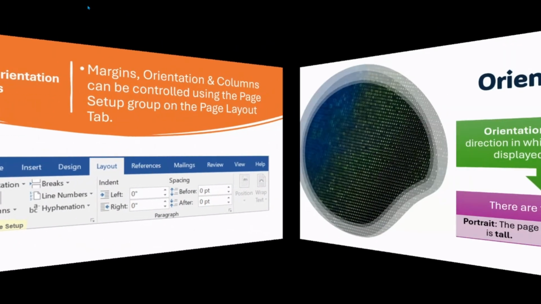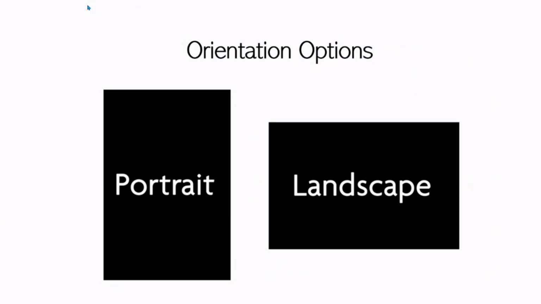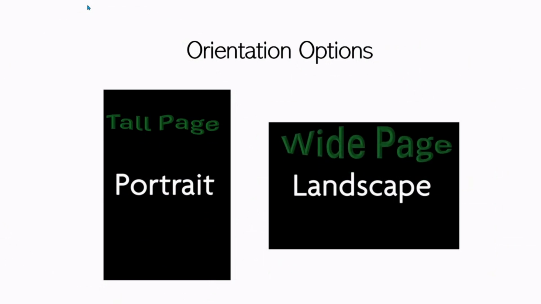So what is orientation? Orientation refers to the direction in which a document is displayed or printed. And we have two options. The document can either be displayed or printed in portrait, meaning the page is tall, or landscape, meaning the page is wide. And here we have two depictions. The portrait is a tall page, while the landscape is a wide page.